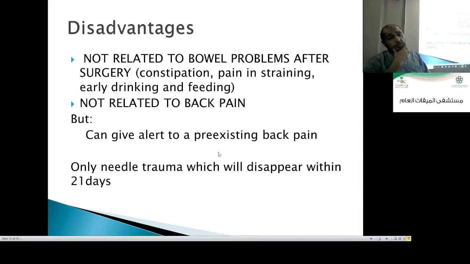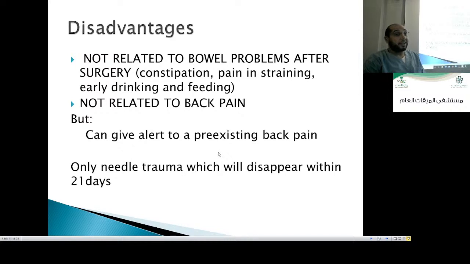What is the advantage of regional anesthesia? Before talking about this, I need to emphasize two points. It is not related to bowel problems after surgery, like constipation, pain and straining, and early drinking and feeding. Some patients think that if they cannot eat early, or have a problem with bowel motions, it is related to the anesthesia. Actually, it is mainly related to the surgical procedure itself.